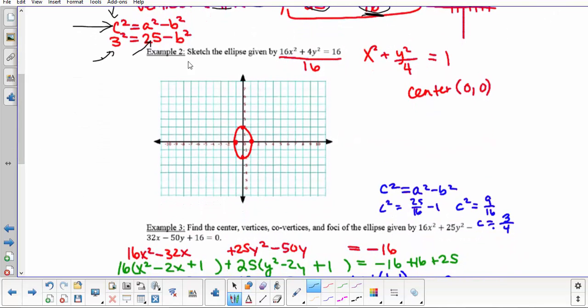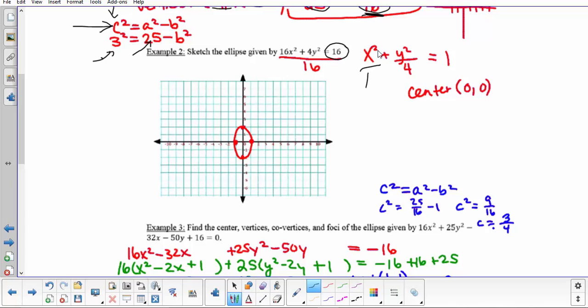For our next example, we have to sketch the ellipse given by 16x squared plus 4y squared equals 16. Now, you'll notice this does not equal 1. On the first page of the notes, it said in order to have an ellipse, it has to equal 1. So to make this equal 1, we divide everything by 16. x squared divided by 1 plus y squared divided by 4 equals 1.